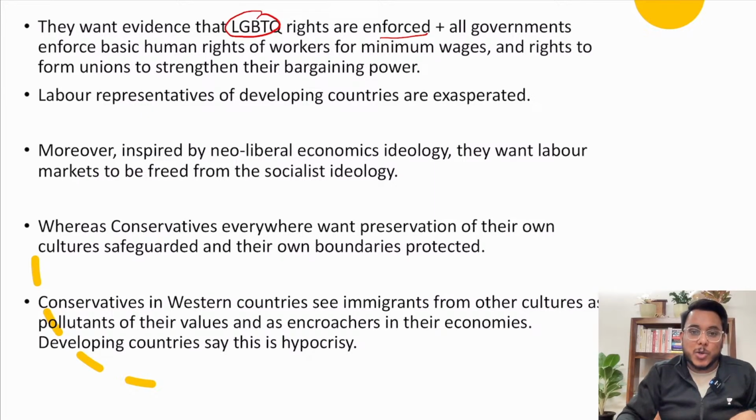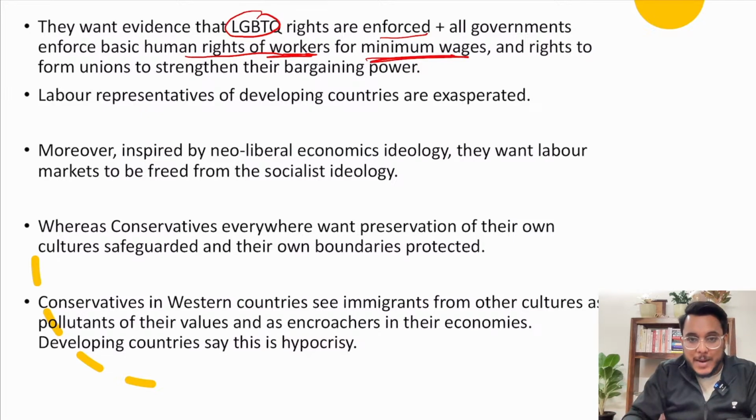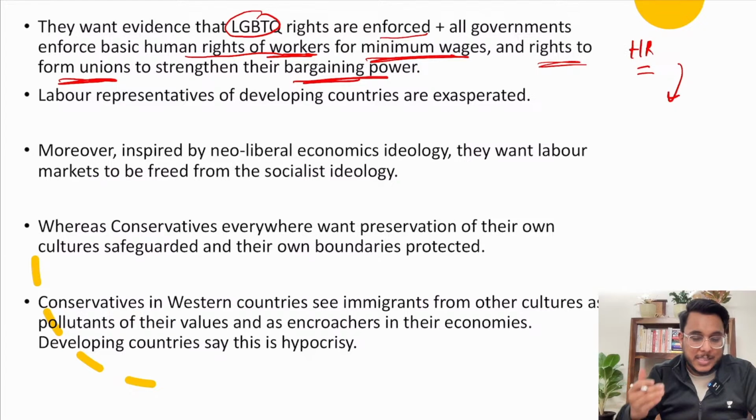Secondly, they are also talking about that the basic human rights of the workers should be enforced, minimum wages should be given to the workers, the right to form unions should be given to the workers, bargaining power of the workers should be strengthened. Now this is something good, it is about the human rights. But guys, when we talk about the developing countries, the focus will always be on the ease of doing business.